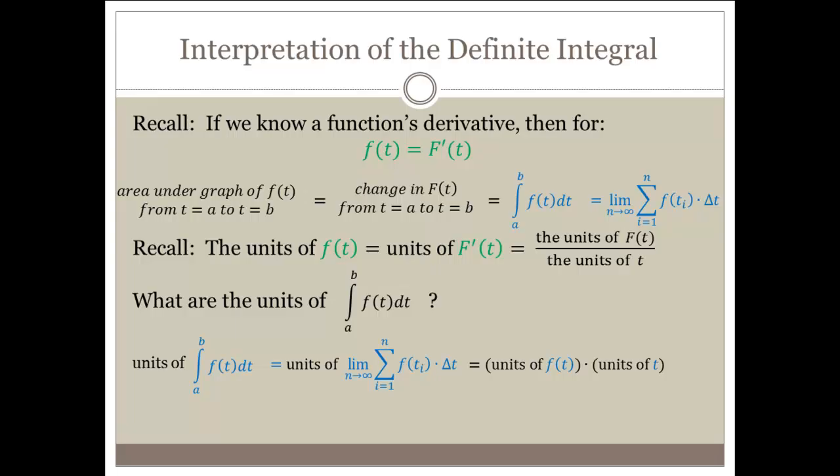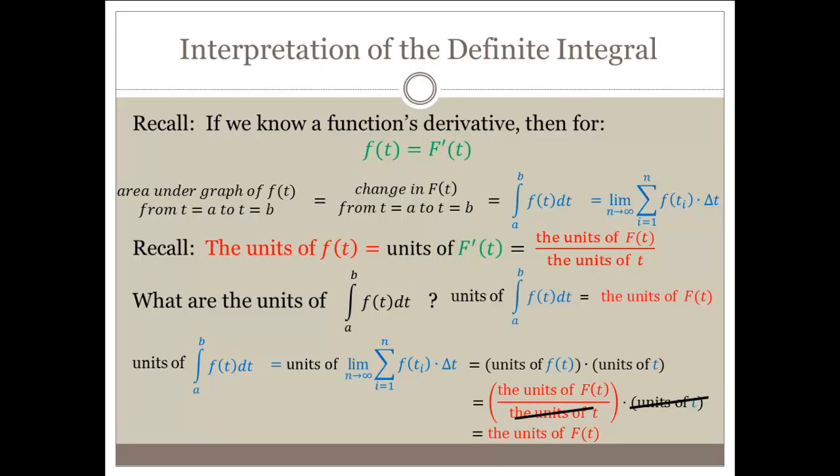But now, using that little f of t is the derivative of capital F of t, we know the units of f of t equal the units of capital F divided by the units of t. So we can rewrite this as the units of capital F of t divided by the units of t times the units of t. But this can be simplified as just the units of F of t. So we have found that the units of the integral from a to b of f of t dt are the units of capital F of t.